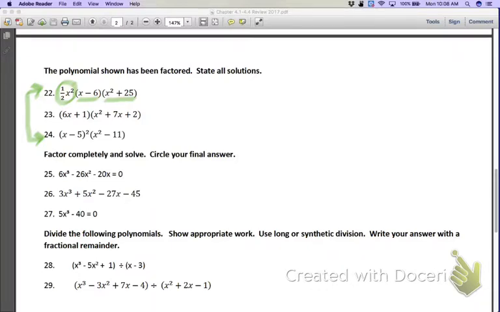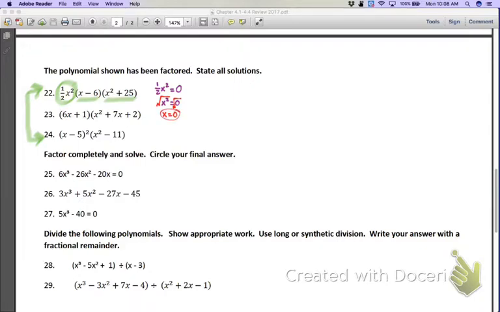We can solve them just like normal. On 22, I can have 1/2 x squared equal to 0. Well, how am I going to get x squared by itself? If I multiply both sides by 2, doesn't that give me x squared equal to 0? How do I get rid of that squared? Square root. What's the square root of 0? 0, so I have x equal to 0. So there's one of them.